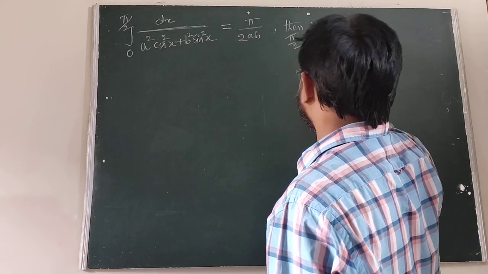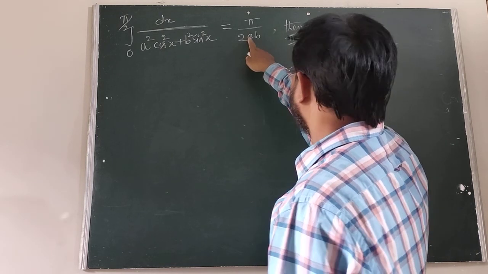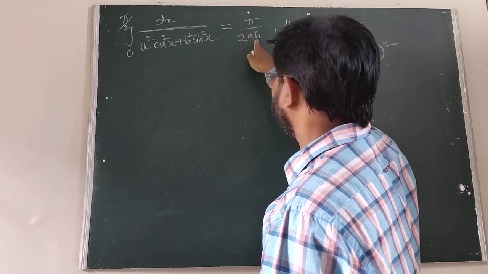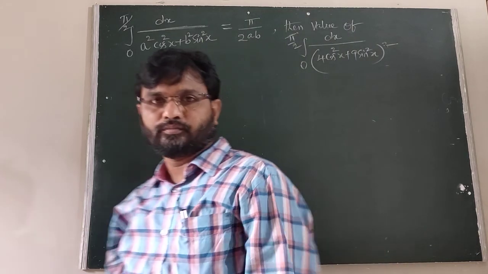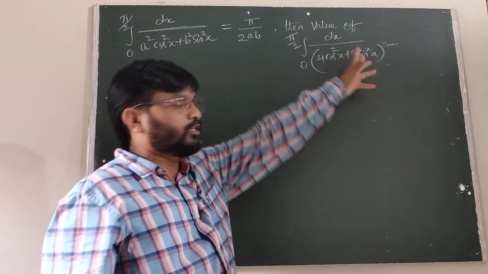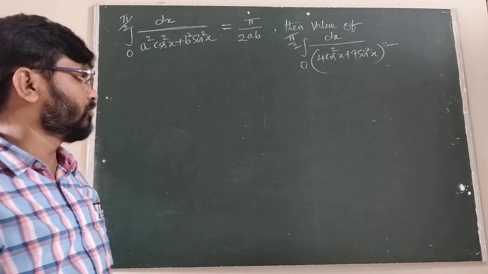Therefore a is 2, b is 3. So 2 times 2 is 4, 4 times 3 is 12. Pi by 12 is the answer. But here the whole square is there. How to complete this one?